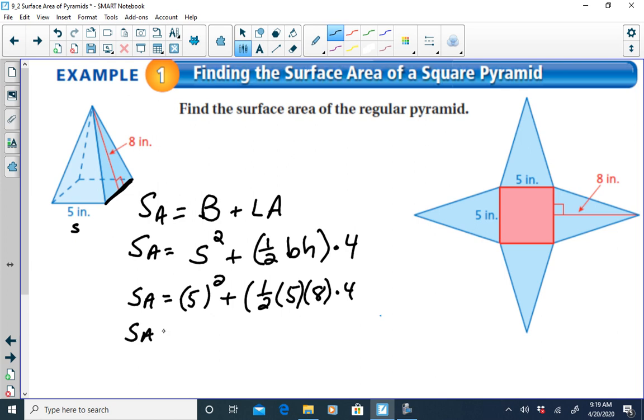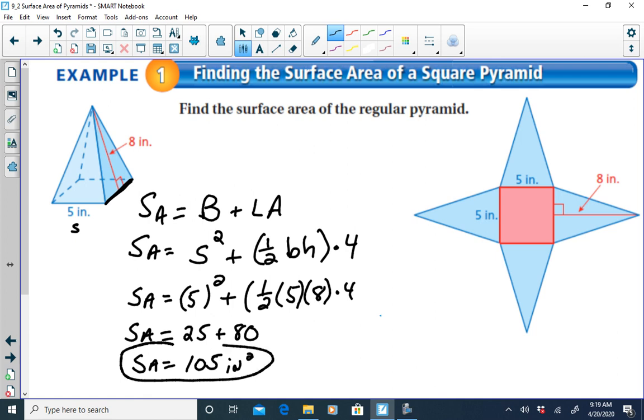So the surface area is going to be equal to 5 squared, which is 25, plus, well, what's 1/2 of 5 times 8 times 4? Well, what's that going to be? That's going to be 80. And then our surface area is going to be equal to 25 plus the 80. So the surface area is going to be 105 square inches for the surface area of that rectangular pyramid. All rectangular pyramids are going to be found the same way.